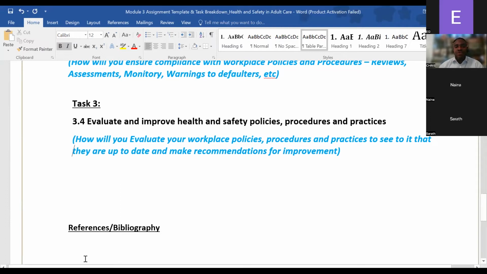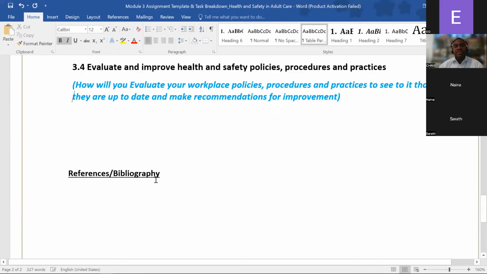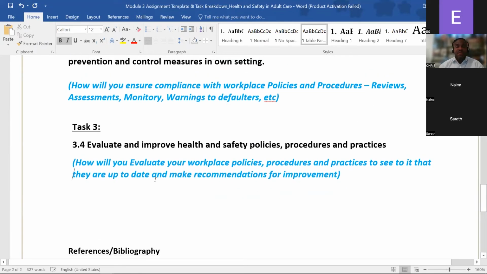And then you will also be required to make recommendations. So you look at the policies and see, are they up to date? If they are not up to date, why are they not up to date? And what recommendations would you make for it to ensure that they are improved upon and always updated?